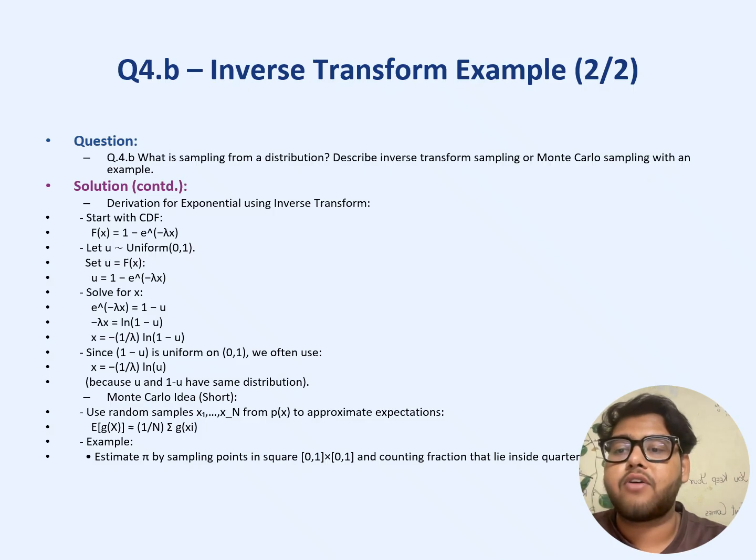Derivation for the exponential using inverse transform. Start with the CDF. Let U be uniform. Set U equals F of x. Solve for x. Since 1 minus U is also uniform on 0 to 1, we often use x equals minus 1 upon lambda times log of U, because U and 1 minus U have the same distribution. Monte Carlo idea: use random samples to approximate expectations. Example: estimate pi by sampling points in the square 0 to 1 times 0 to 1 and counting the fraction.